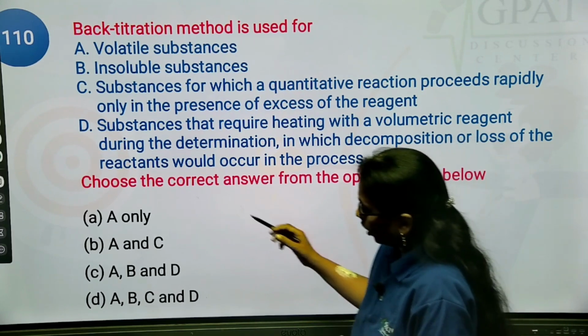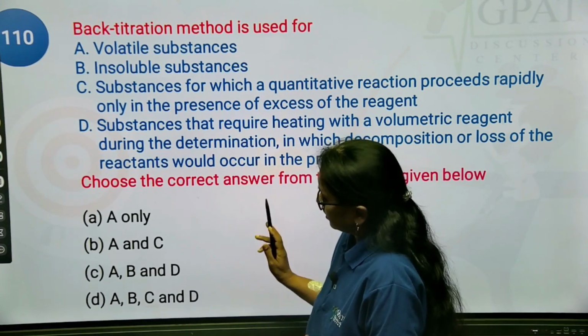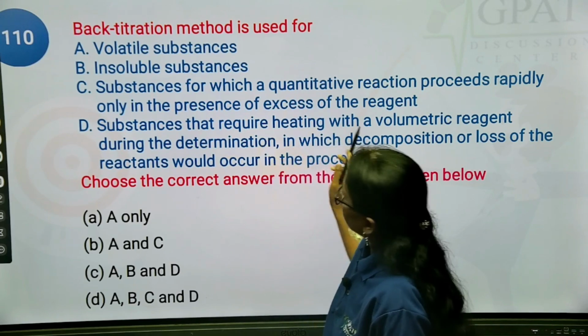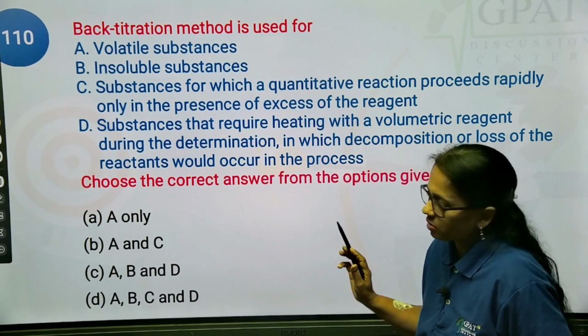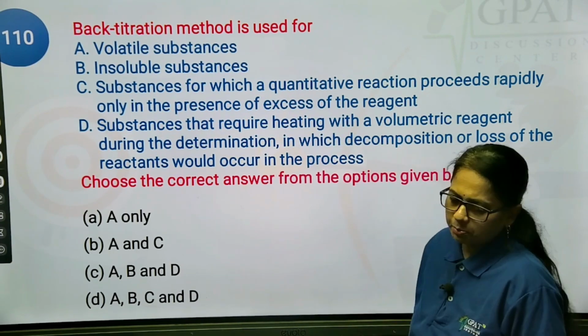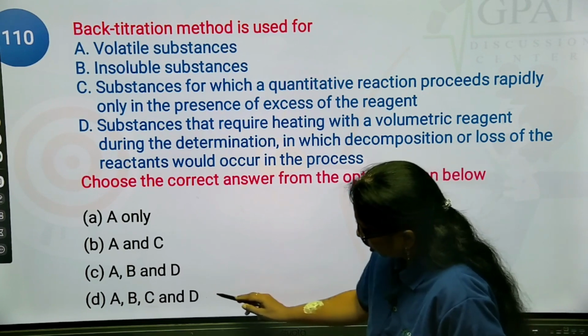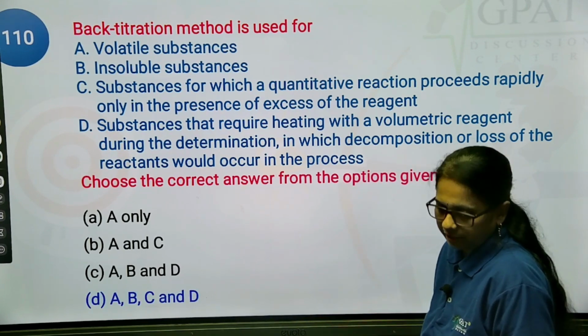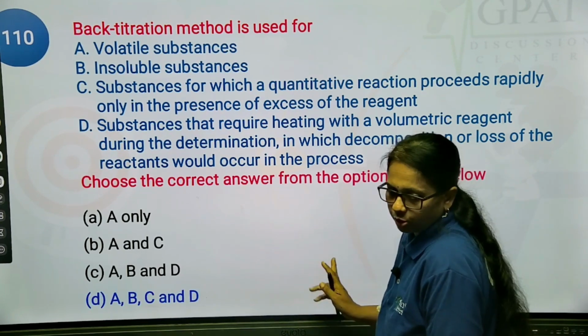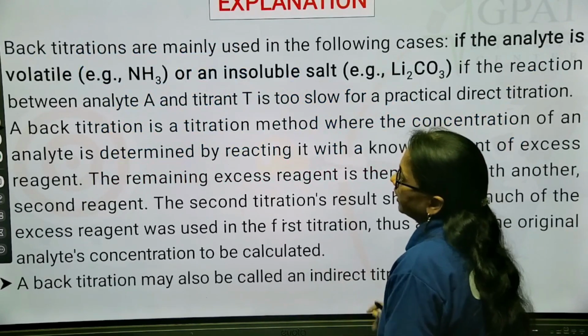What have they given? A only, volatile substance, that is right actually. A and C, C is also a right answer, insoluble substance is also right. Whatever the 4 statements they have given, all are right. So, option D: A, B, C and D. Okay. So, option D is going to be the correct answer for this question.